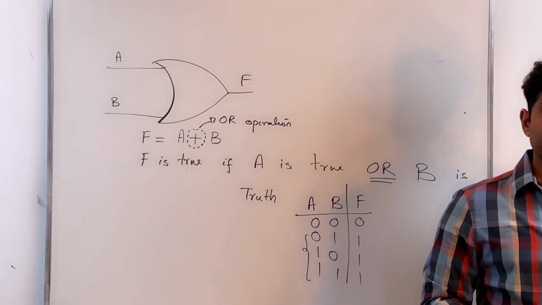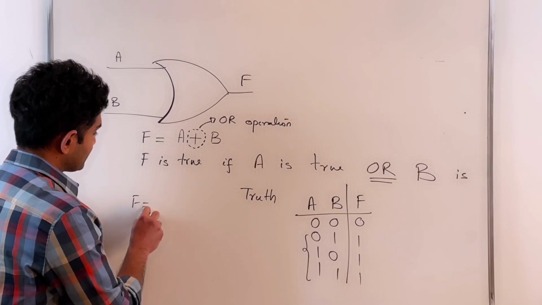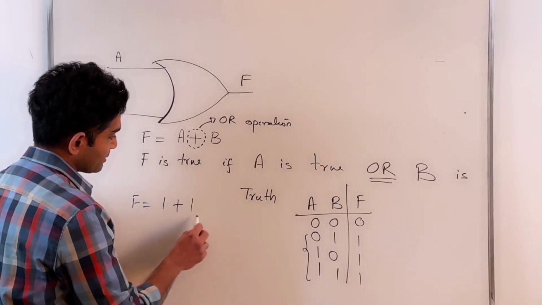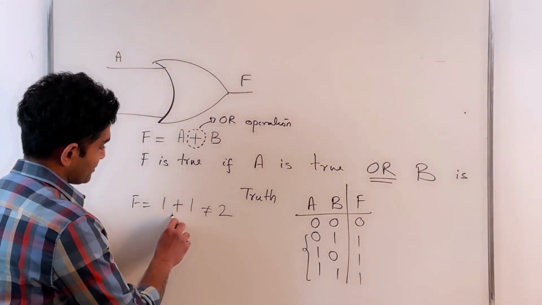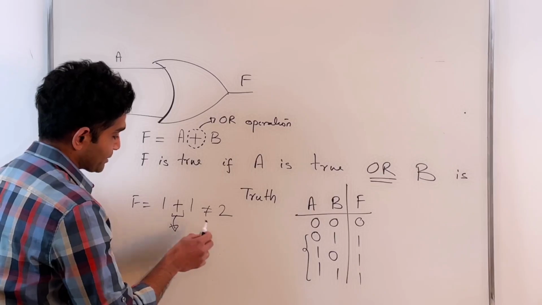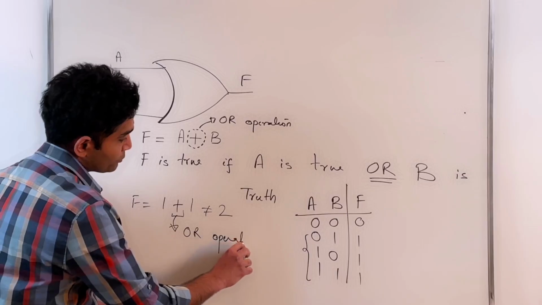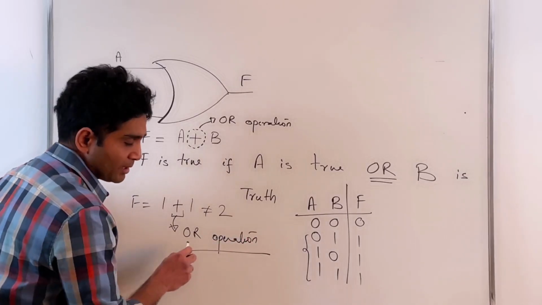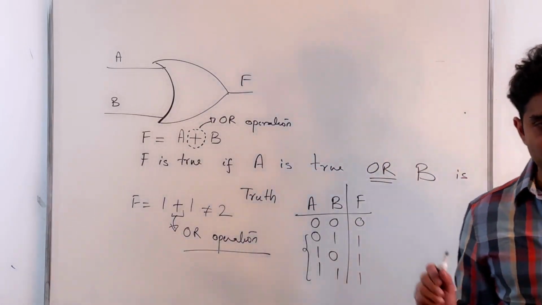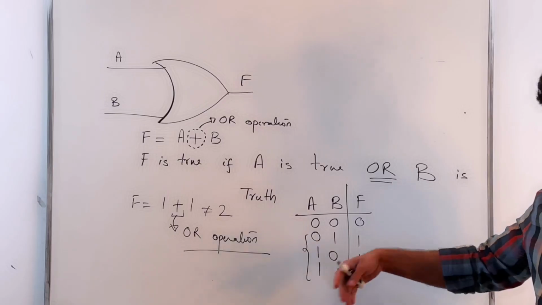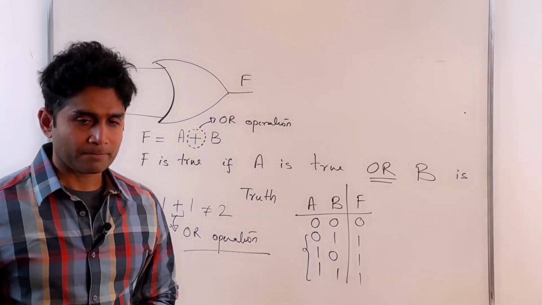Okay. Now, as you can see here, when I say F is 1 or 1, this is not equal to 2. Right? This is because this is not an addition operation, this is an OR operator. So you do have some subtle differences between the conventional addition operation versus the OR operation. So this is a logical operation, different from arithmetic operation. Okay.